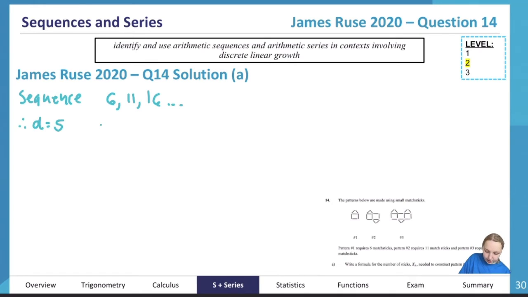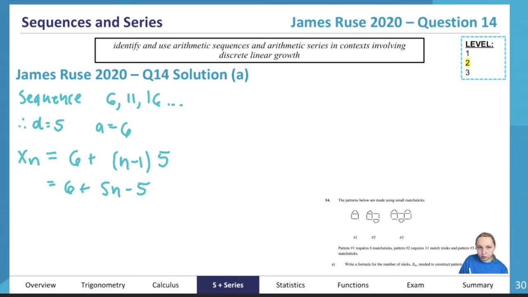And we can say our a is equal to 6. So, therefore, our xn that they've asked us to find is going to be equal to 6 plus (n minus 1) times 5. Then we're going to get 6 plus 5n minus 5. Always want to expand those brackets. And then we're going to get 1 plus 5n. And that's all you need to do for this question. It's only worth 1 mark, a fairly simple question, but there we go.